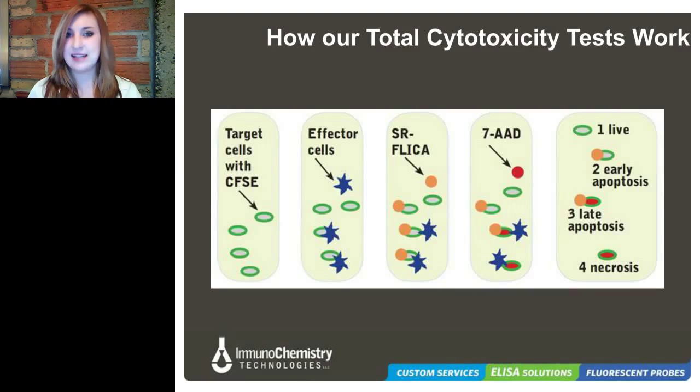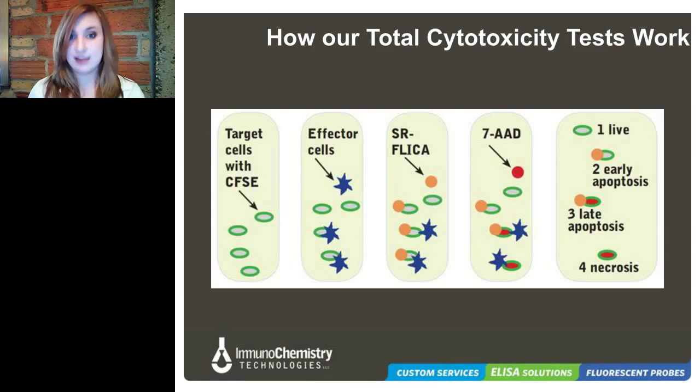So to expand on the capabilities of this basic cytotoxicity test, now we're going to take a look at how the total cytotoxicity test works. The first two steps of this kit are the same, which is purifying the target cells, staining with the CFSE, and then adding the effector cells. Where this protocol starts to differ is that in the next step, you'll add the orange-red SR FLICA apoptosis detection reagent. This will enter the cells and then bind to active caspases. If the cells are not apoptotic, it will wash out of the cells.